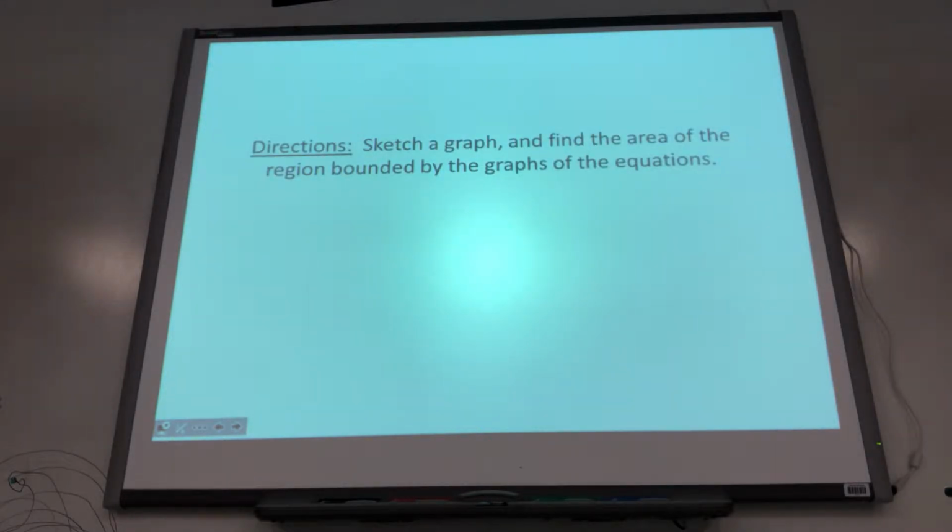First thing is to sketch a graph. So we can use our graphing calculators to help us with that. Sketch a graph and find the area. Remember, that's really what you're doing when you integrate. Find the area of the region bounded by the graphs of the equations.